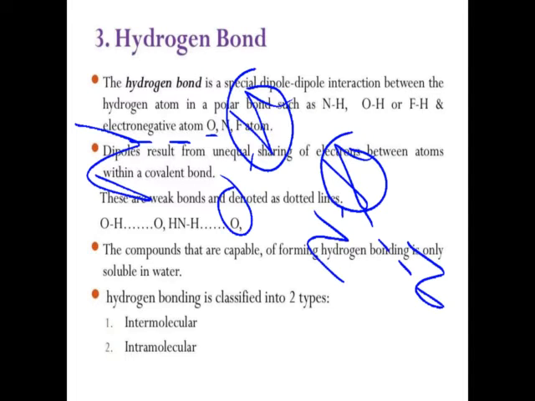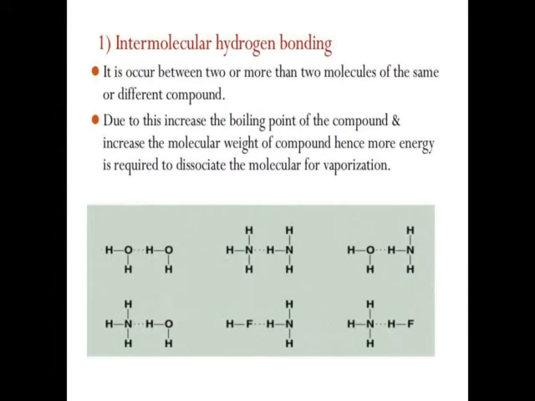So if there is hydrogen bonding, that is, bonding between the hydrogen and the heteroatom, taking place within the same molecule, it is called intramolecular. And if the hydrogen bonding takes place between the hydrogen and heteroatom of different molecules, it comes under intermolecular hydrogen bonding. Due to intermolecular hydrogen bonding, there is an increase in the boiling point. Hence more energy is required to dissociate the molecules for vaporization, and hence the boiling point increases.